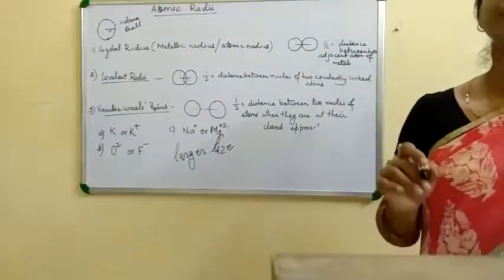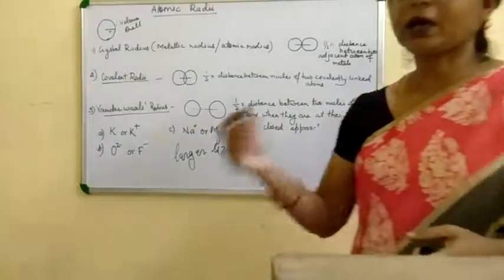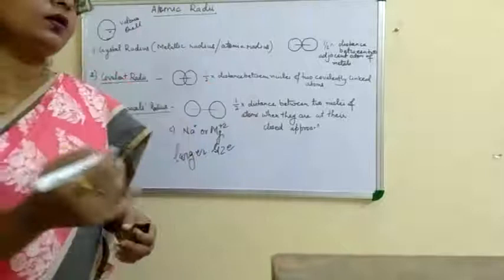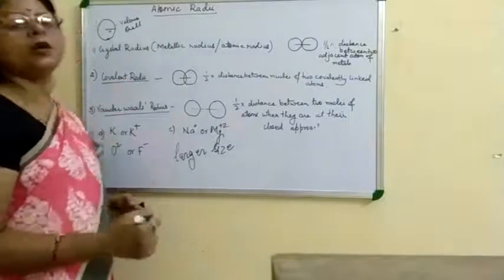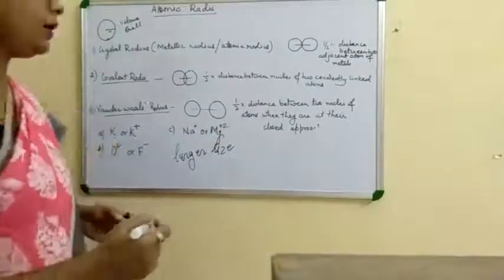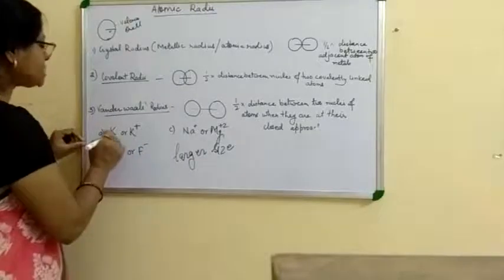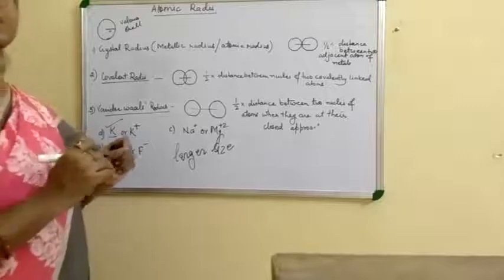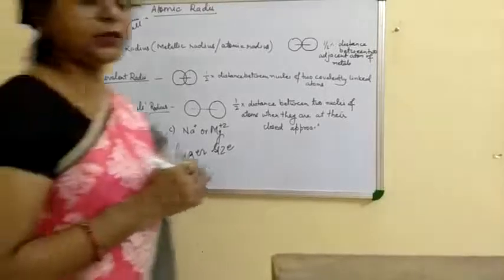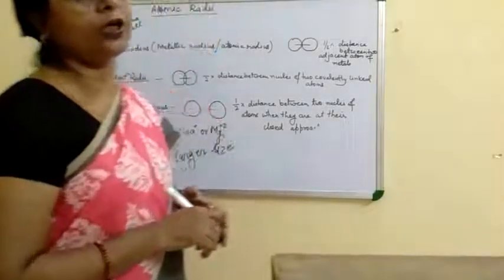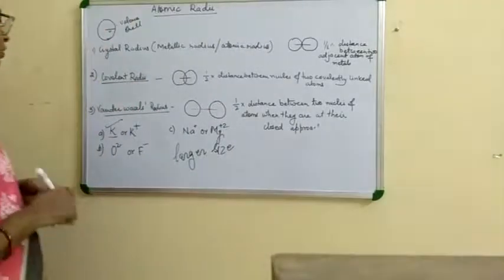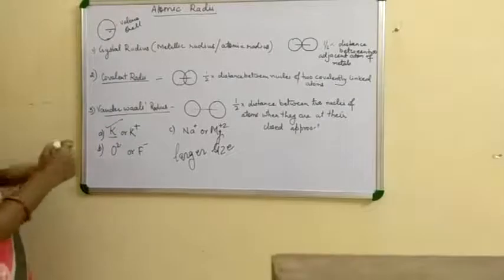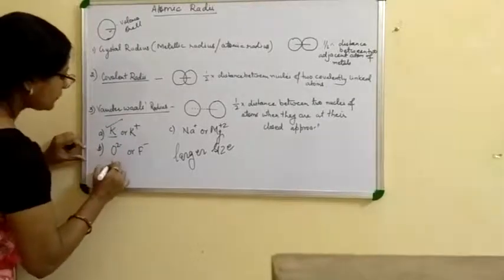Potassium, when it forms the ion, loses one electron. So the cation has a smaller size than its parent atom. It means the potassium atom has a larger size than the potassium ion. Now, second is O2 minus and F minus.